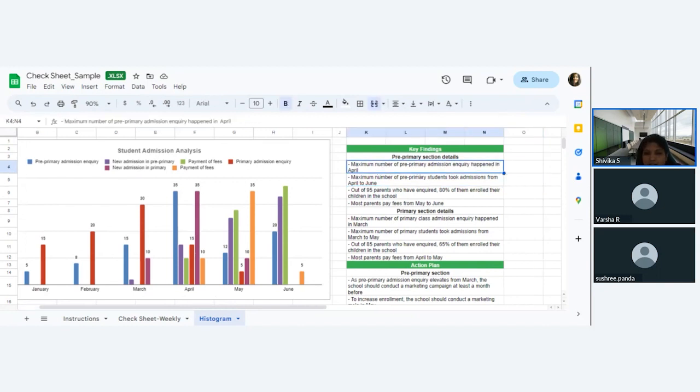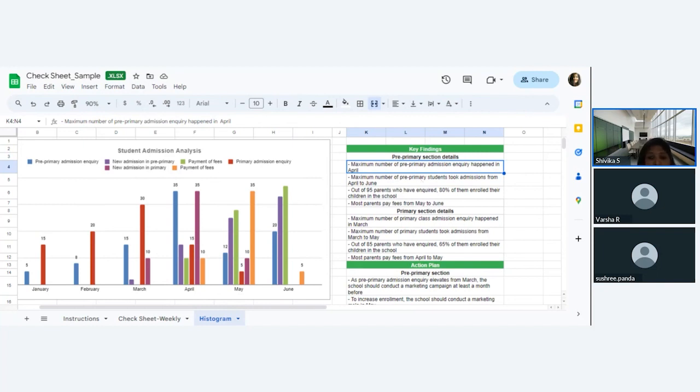You have a data set. You put your data set in the check sheet and see how easy it is to explore and understand the findings and bring out insights using this check sheet histogram method. Some of the key findings which we can see: the maximum number of pre-primary admission inquiries happened in the month of April. I have already covered that.